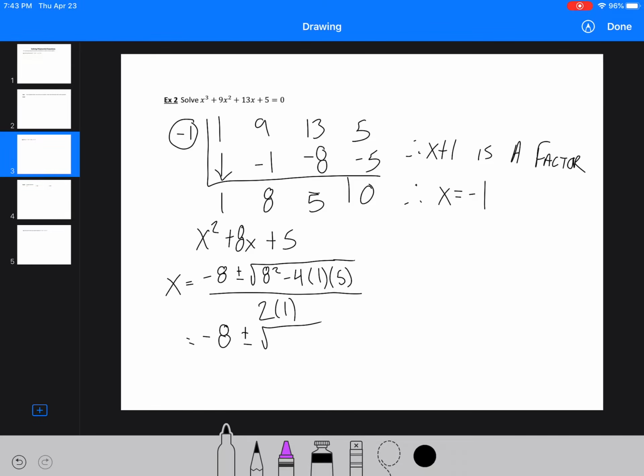So we've got here, 64 minus 20 is the square root of 44 over 2. That would end up being something like negative 8 plus or minus 2 root 11 over 2, which would turn into negative 4 plus or minus root 11. But you can leave it as that. At the top there, x equals negative 8 plus or minus root 44 over 2. Just know that your calculator or the back of the textbook might give you a slightly different answer, just due to the fact that it might reduce or simplify that radical.